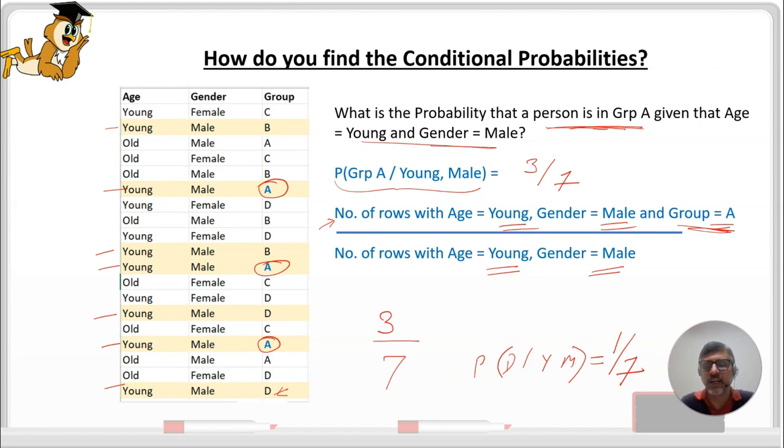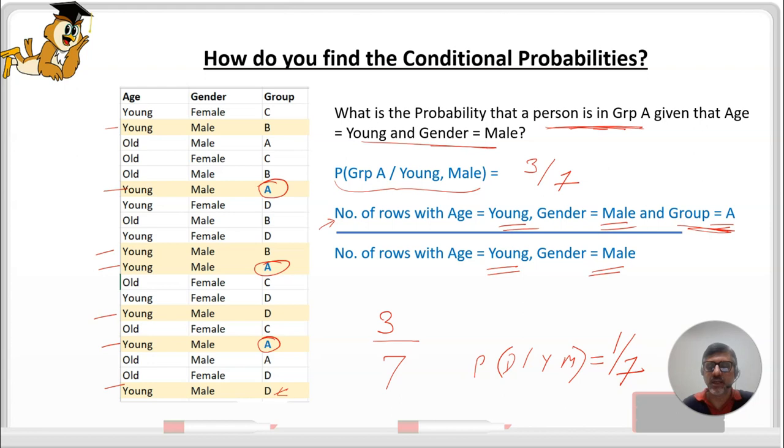They are linked to the data that you gathered as your training data. तो इनपुट के आधार पे इस प्रकार से कंडीशनल प्रोबेबिलिटीज आप फाइंड आउट कर सकते हैं, जैसे मैंने अभी बताया. ये आप ए वाले कितने हैं ये लेंगे, 3 है इन 7 में से, तो 3 upon 7 is probability of group A given young and male. तो ये इस तरह से आपको करना है.